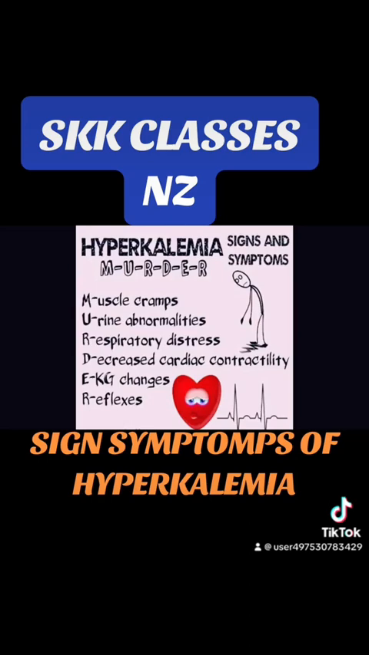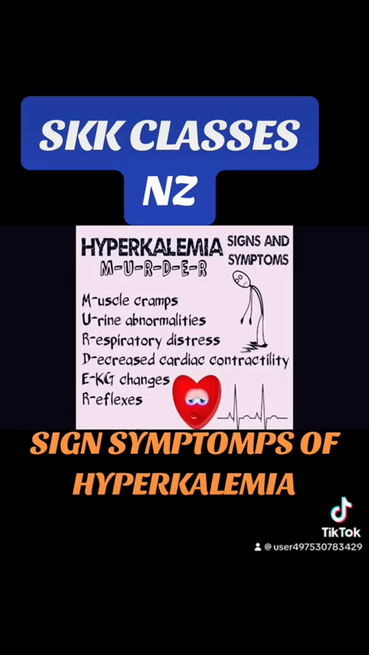just to learn about the signs and symptoms of hyperkalemia, we are using this word MURDER, in which the M stands for muscle cramps. Okay, so if the patient is having hyperkalemia, he or she will always complain about muscle cramps or muscle weakness. And the next one, U, stands for urine abnormalities.